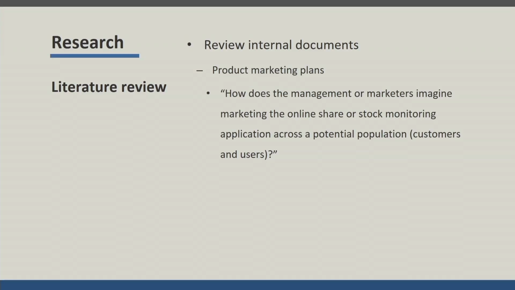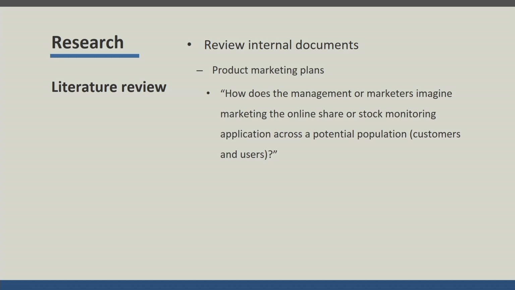Okay. Let us move to the next part. In the literature review process, you also have to review internal documents. What are these? For example, product marketing plans. How does the management or marketers imagine marketing the online share or stock monitoring application across a potential population? And when I say potential population, I mean customers and users, and we would soon see in the later half of this session that customers and users might not be the same person.